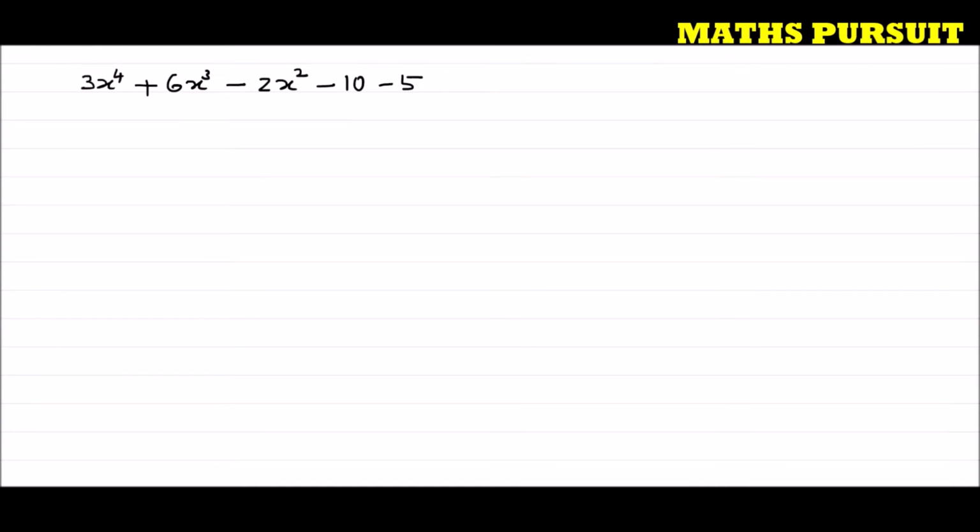Apart from this, the question has given us two zeros of the above polynomial. These two zeros are root over 5 upon 3 and minus root over 5 upon 3. These are the two zeros of the above polynomial. So these are the things that the question has given to us. And the question asks us to determine any other existing zeros of the above given polynomial.